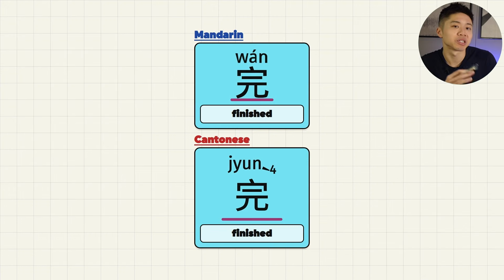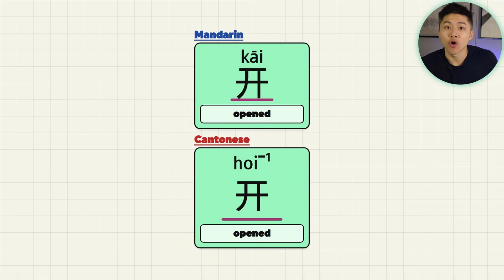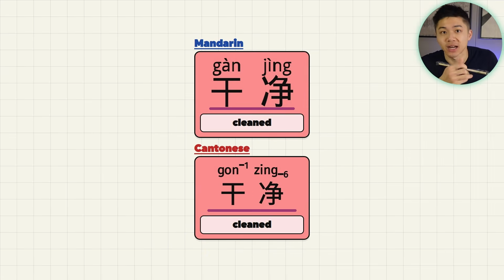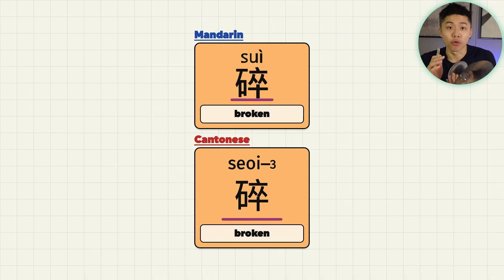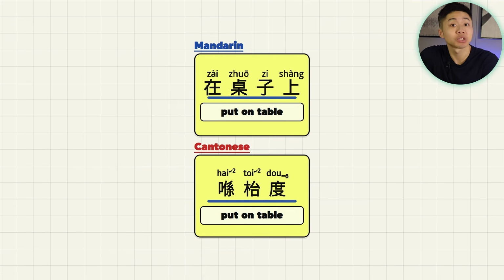So now, what counts as a result? Things like 完, finished. 开, hoi, open. 干净, clean, or 碎, broken. Or putting something on a table: 在桌子上, 喺台度, putting it on the table. Those are all results. And we go into results in another video.